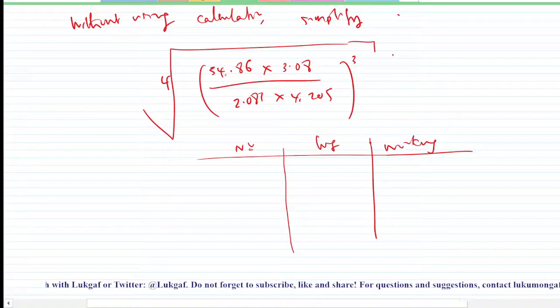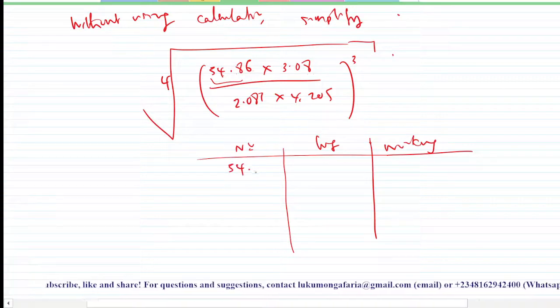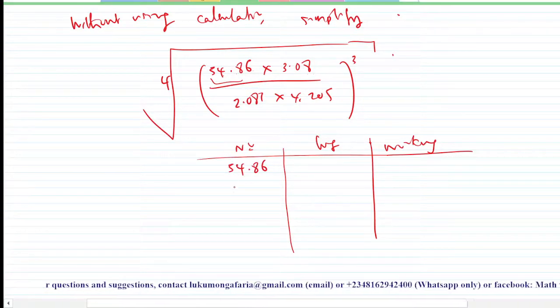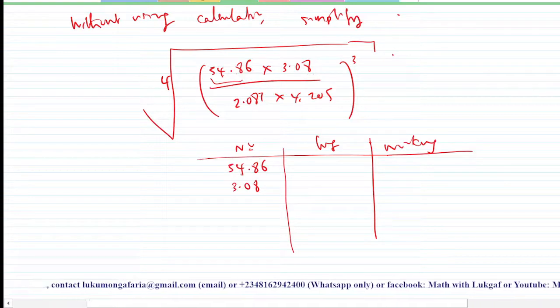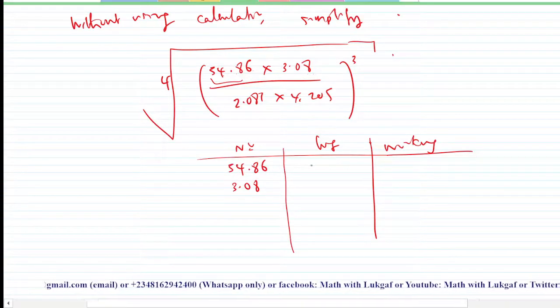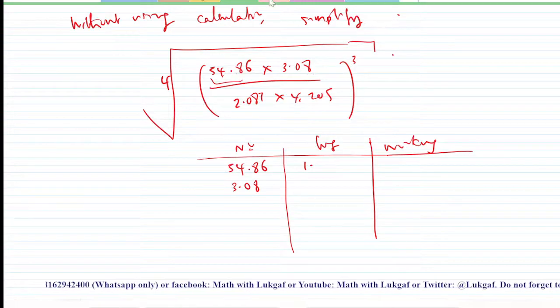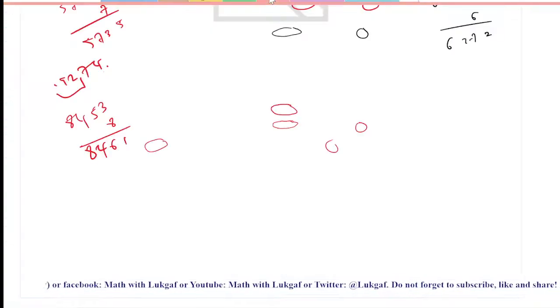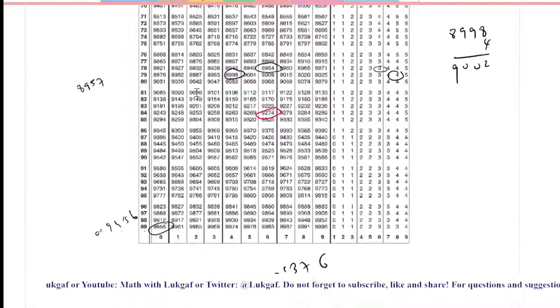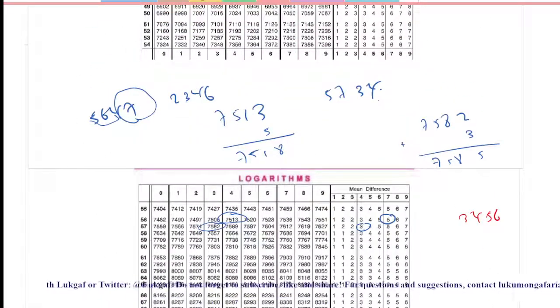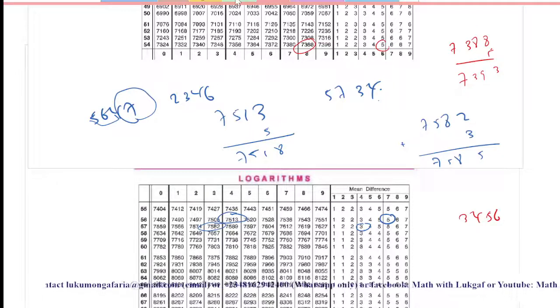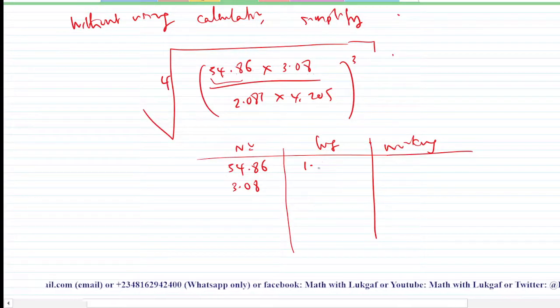For the numerator we have 54.86 times 3.08. You find the logarithm of 54.86. The characteristic part of this number will be 1, right? Then you check 54 under 8 difference 6. 54 under 8 is 7388. Difference 6 is 5. 7388 plus 5, that's 7393. So you have 7393 here.